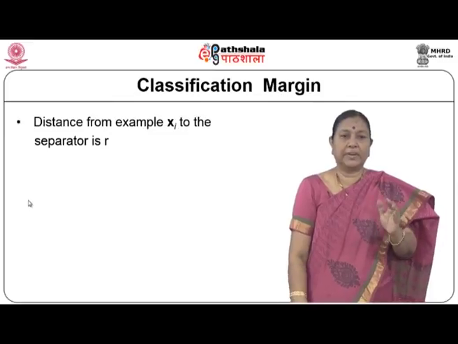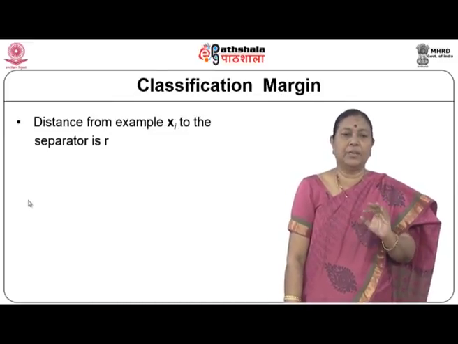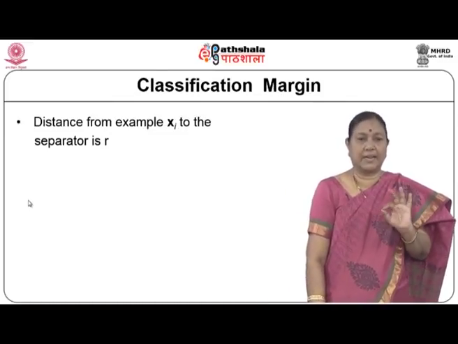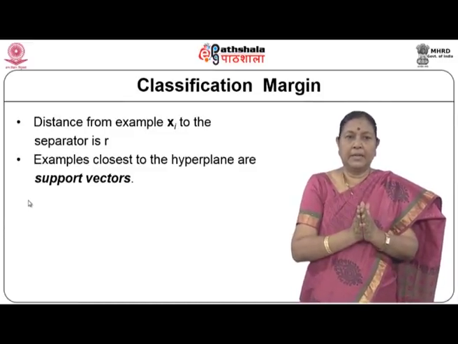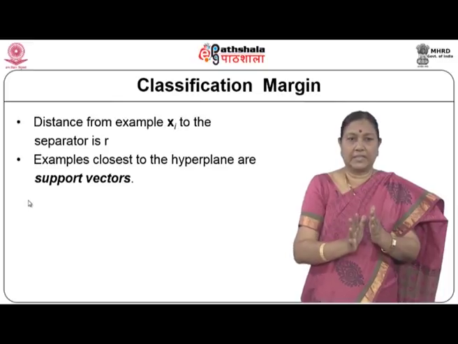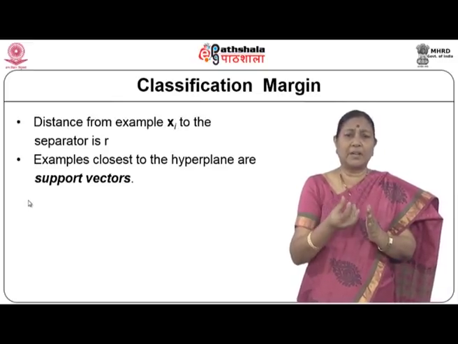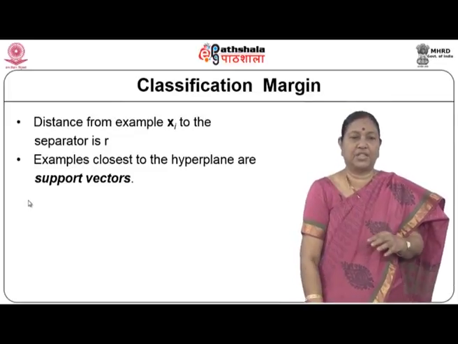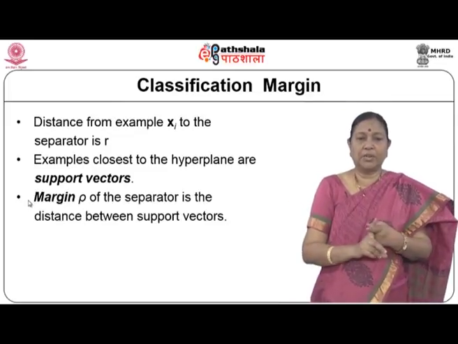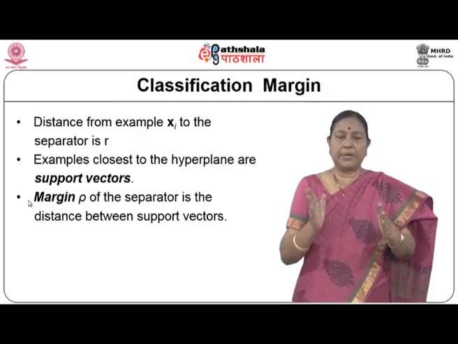The distance from an example xi to the separator is r, let us assume. Examples closest to this hyperplane are called support vectors. Why are they called vectors? Because they are not a point, they could have any number of dimensions. The margin rho of the separator is the distance between the support vectors.